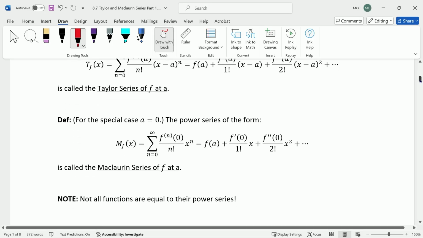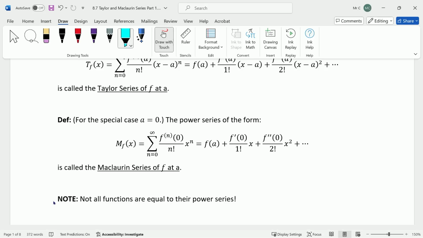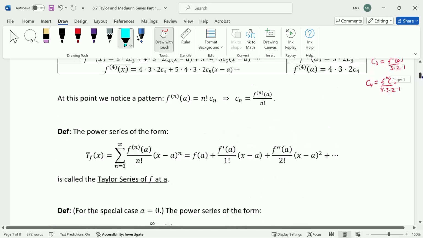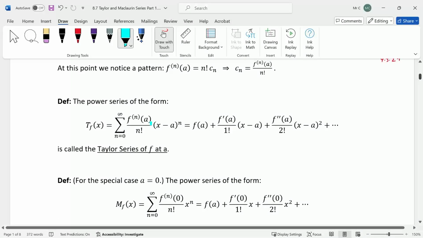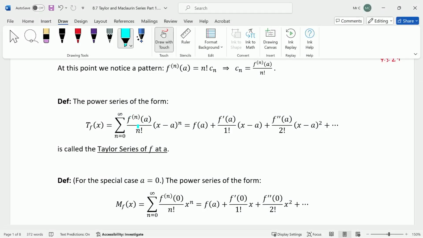Now, a really important fact here that's not trivial is that not all functions are equal to their power series. So here we said, well, if a function was equal to its power series, then its coefficients look like this. But just because you use coefficients like this does not mean that the polynomial you get will actually be equal to the function. Now, it often will be, and in all of the cases that we really care about for applications, at least for this course, it will be.